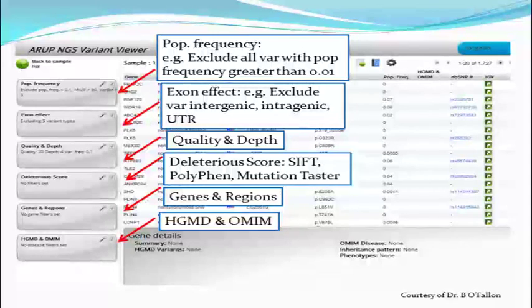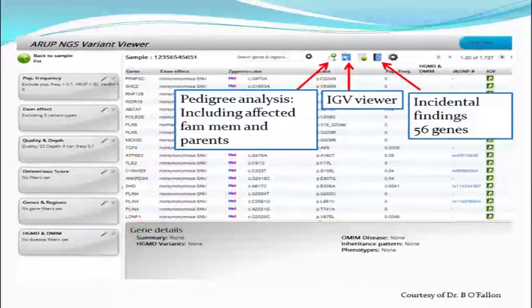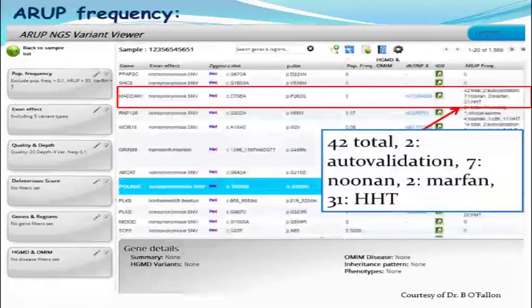You can also enter the genes and regions if you're interested, or only focus on HGMD or OMIM genes. We can also do pedigree analysis with this program. If you are looking at the variants, you can go through the IGV viewer. And we can also analyze only the incidental findings for the 56 genes.